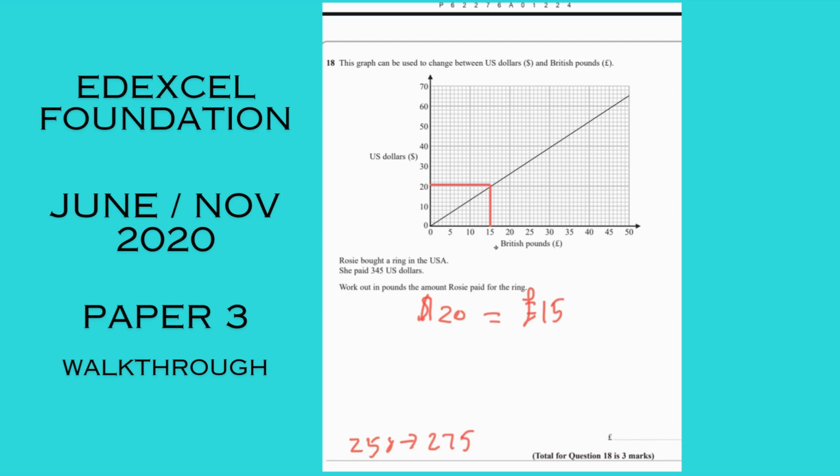So if I want to get to $345 to find your multiplier, do a divide. 345 divided by 20 means a strange multiplier of 17.25. But who cares about strange? It's fine. Do 15 times 17.25 and I get the answer, £258.75, which as you can see is towards the lower end, but it's fine.